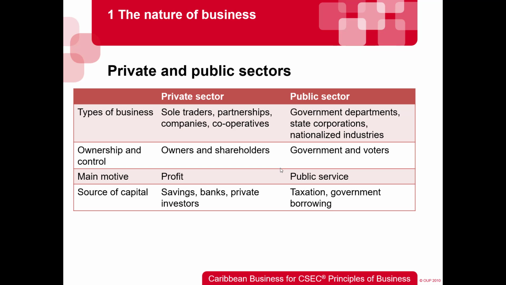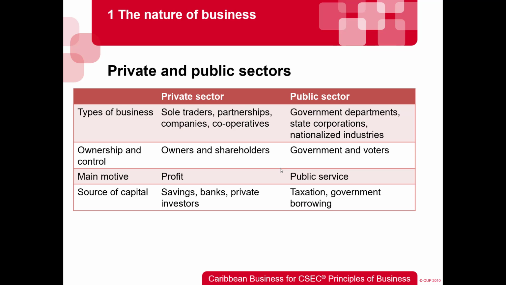Again, the private sector types of businesses: sole trader, partnership, companies, franchises, cooperatives, those things. In the public sector, on the other hand, the main types of businesses are the government departments, the state corporations, the nationalized industries. Nationalized industries are those that are owned and operated by the government. The government takes control of them. An example of this would be your normal utility companies, your electricity company, maybe your water company, those things. The majority of them are nationalized. They are run by the government.